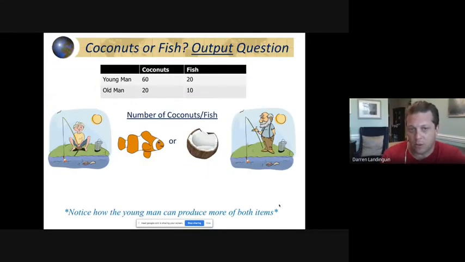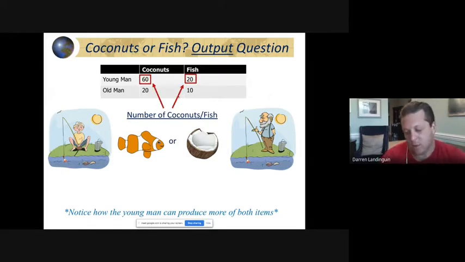So the first thing I want to do here is put this information into a table. As you can see on this slide, we have the young man and the old man, and then we have the production of each of their goods in the table, so coconuts and fish. I've already put in the information here. So I've got 60 coconuts for the young man, which was what was represented in the previous slide, and 20 fish. For the old man, I've got the 20 coconuts and the 10 fish. And right away, I can see here that the young man has an advantage over the old man. If I look at this data and ask who can actually do more, well, the young man, right?